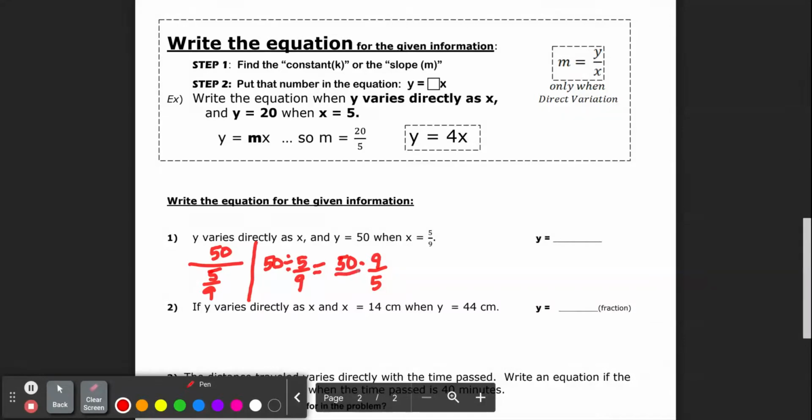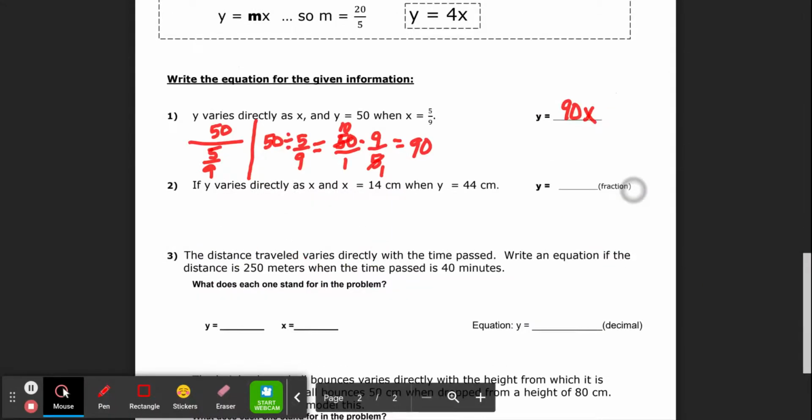So this 50 is like 50 over 1. So 5 and 50 are divisible by 5. So 5 divided by 5 is 1, and 50 divided by 5 is 10. So 10 times 9 is 90. That's your slope right there. So these are direct variation equations. So your equation would just be y equals 90x. That's it. It's not that difficult.